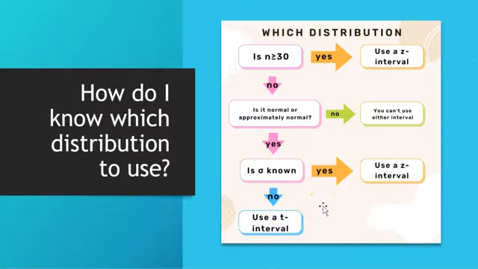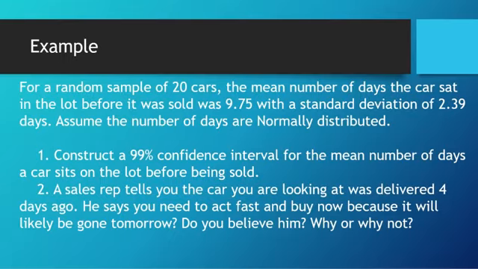So general rule, if it's 30 or higher, z. If it's less than 30, t, but you have to make sure this sentence is there. Is it normal or approximately normal? Is that sentence, that phrase somewhere in the question that says it's normal or approximately normal? Okay, because otherwise we can't do anything.